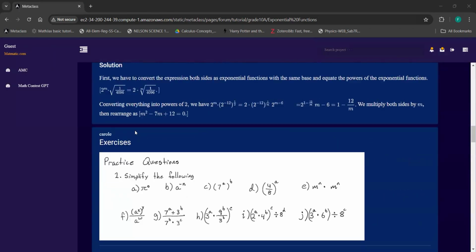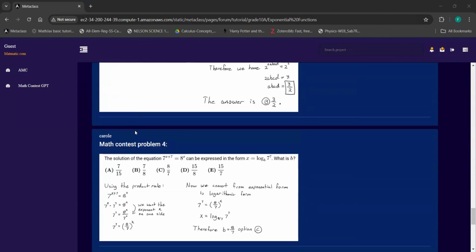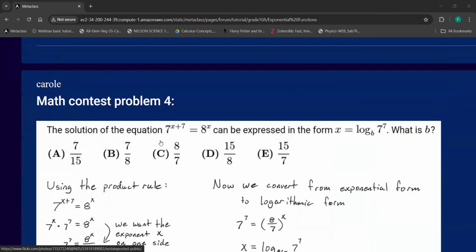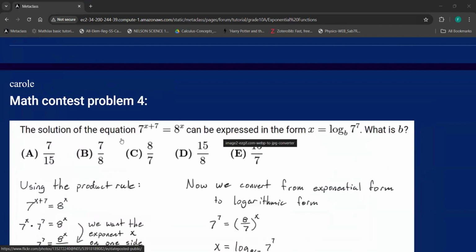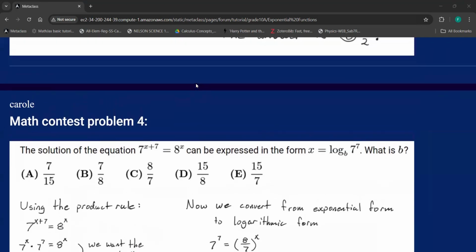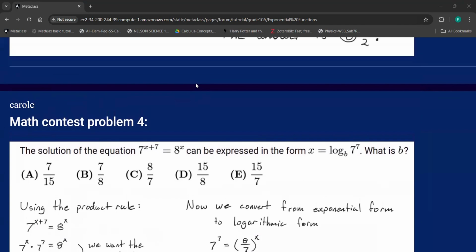Hopefully you guys will still remember how to do it. Okay, so here, this question. The solution of the equation 7 to the power of x plus 7 is equal to 8 to the power of x can be expressed in the form x is equal to log base b of 7 to the power of 7. What is b? Okay, so please remember using the two things I just showed you just now. That will help you solve this question. Okay, so I'll give you guys 2 minutes to do this.